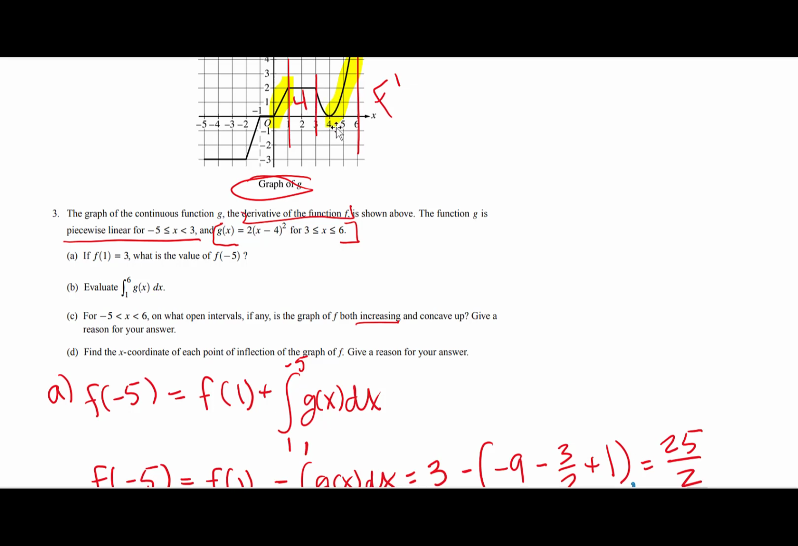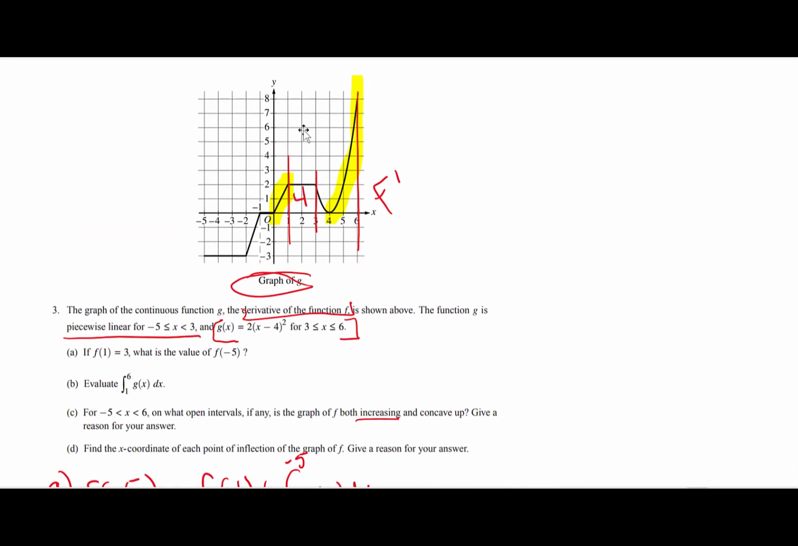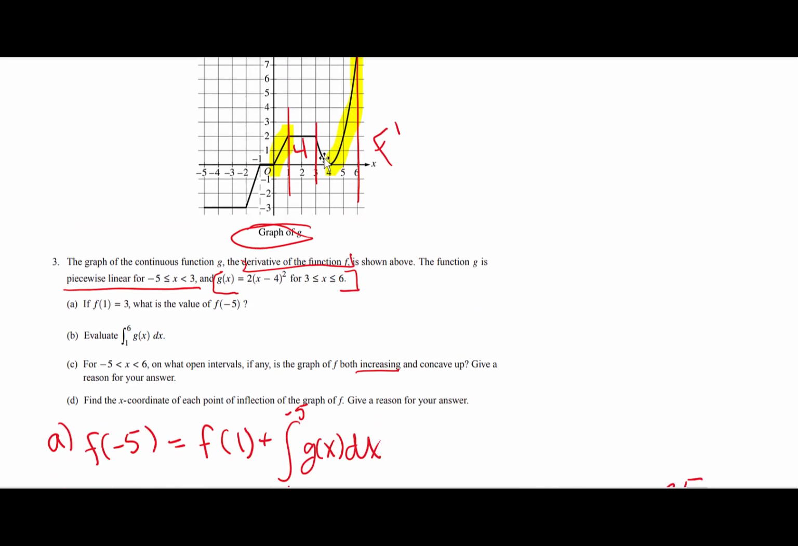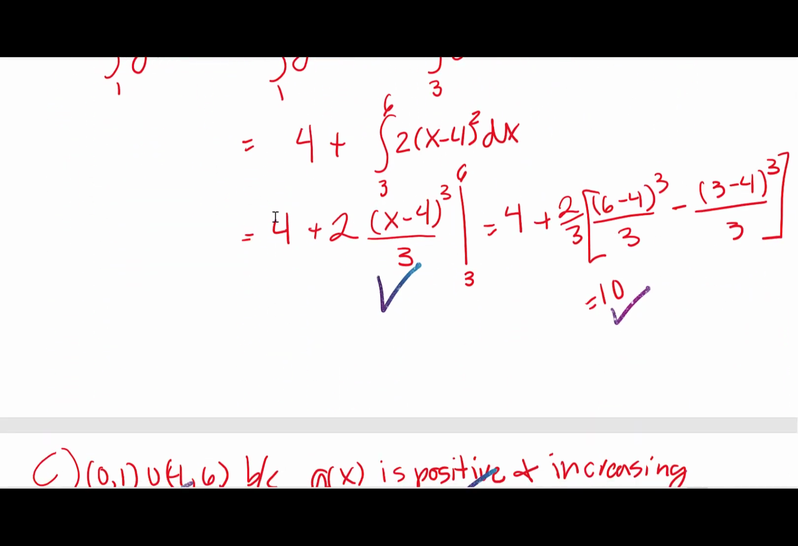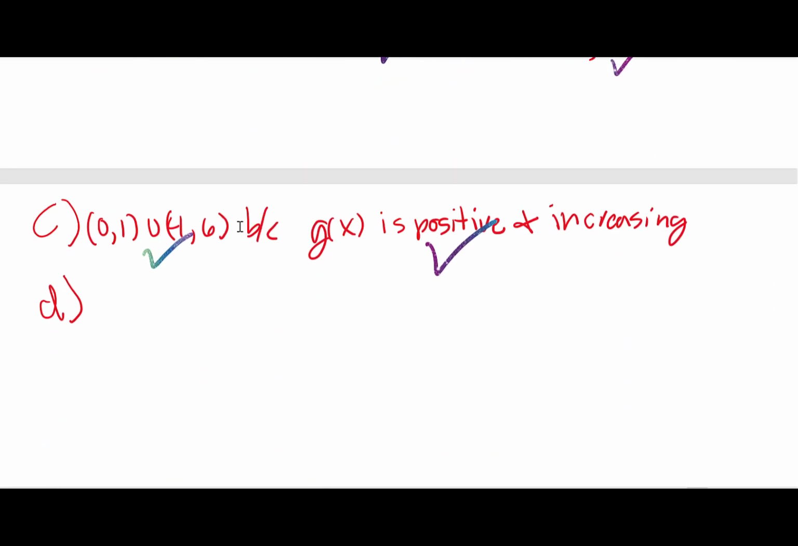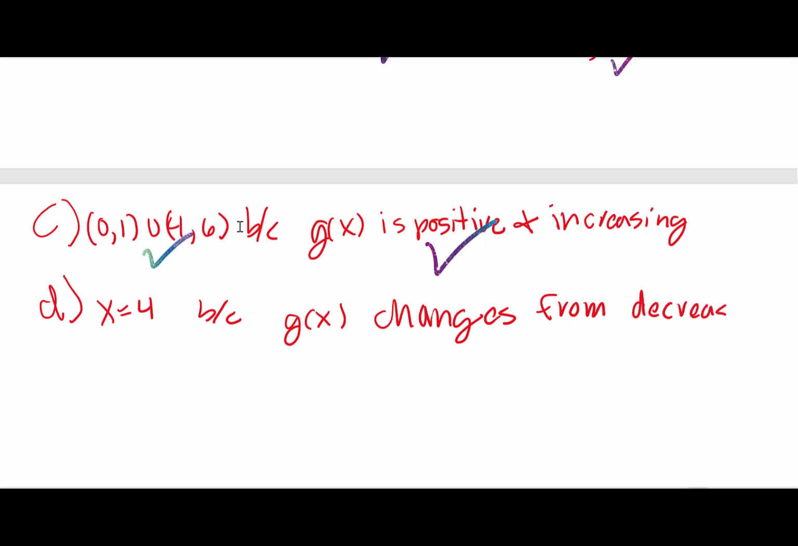So the only point of inflection is going to be at x equals 4, because that's the only place that the derivative graph, which in this case is g of x, changes direction. So let's go ahead and say x equals 4 because g of x changes from decreasing to increasing. All right, and that is it.